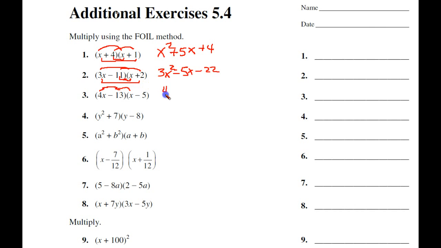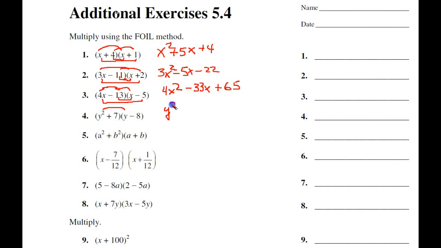So that's going to be a 4x squared. Outers are a negative 20. Inners, a negative 11. That's going to add up to a negative 33x. And this is going to be a positive 65. Now here, because this is an x squared, we're not going to get like terms in the middle. So we can still FOIL it.